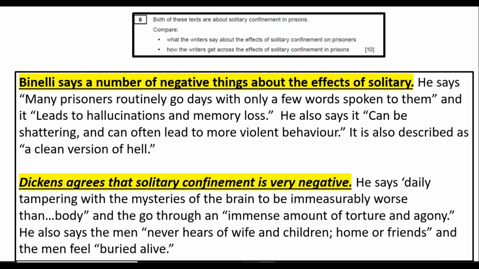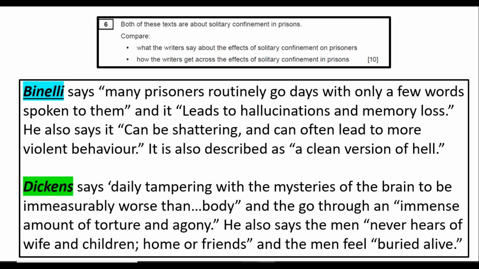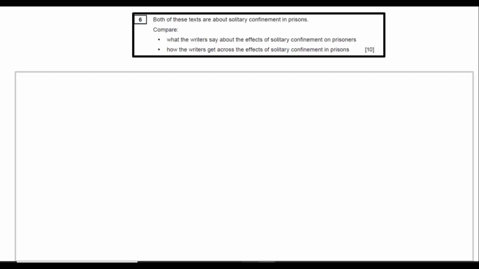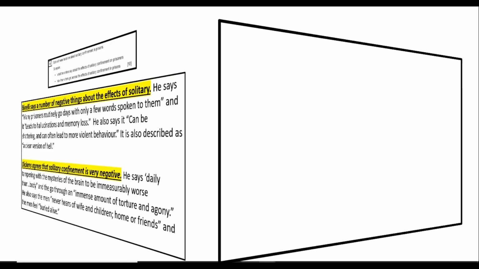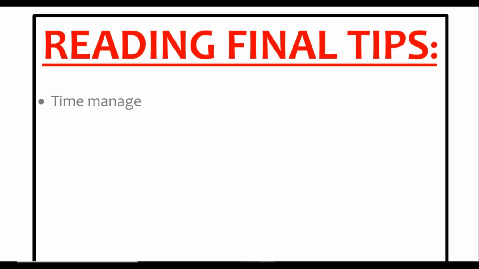Okay, if you want to do it a bit differently, I've done a bit more comparing. I've started my first Benelli one by saying Benelli says a number of negative things about the effects of solitary confinement. Then I've done my quote, and then I've started my Dickens one by saying Dickens agrees that solitary confinement is very negative. So I'm just showing a bit more of a comparison there. You could do that if you wanted to, it might gain you an extra mark. However, if I was you, I would stick to this one. Just find the quotes, find exactly what the person wants you to find. By that I mean the examiner.